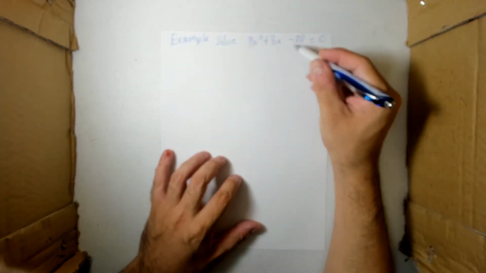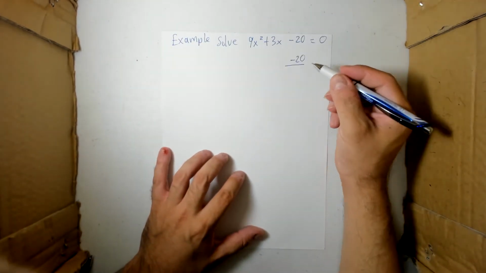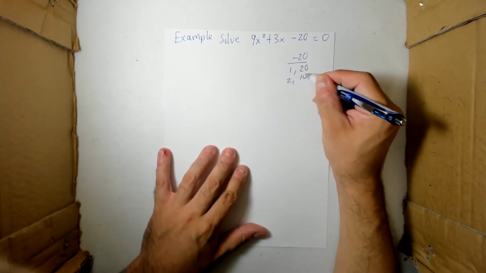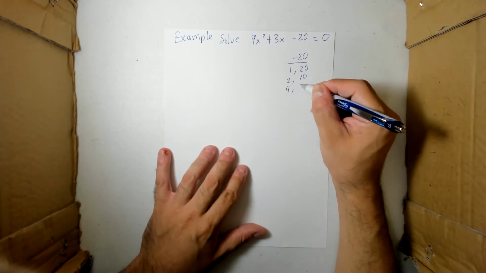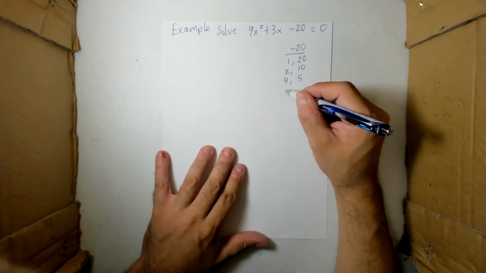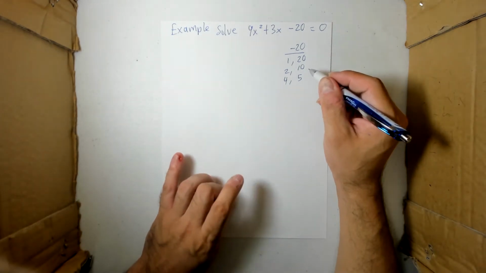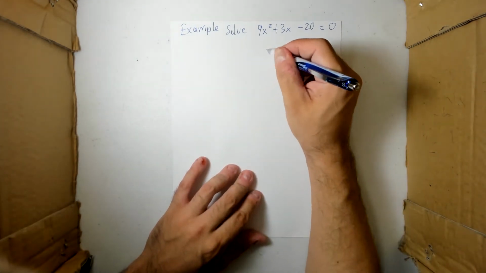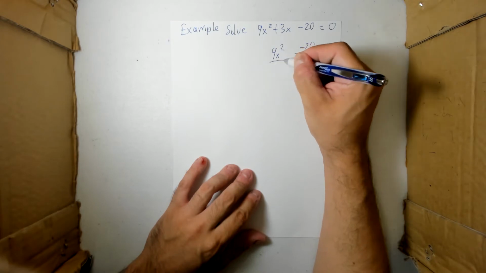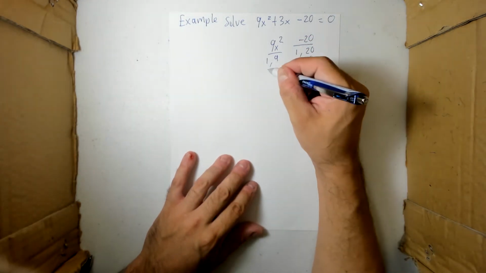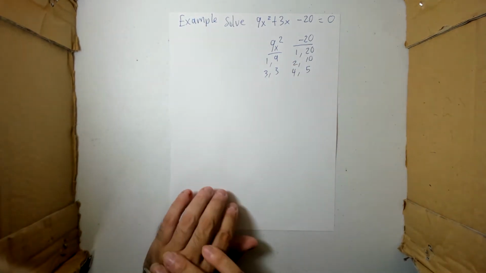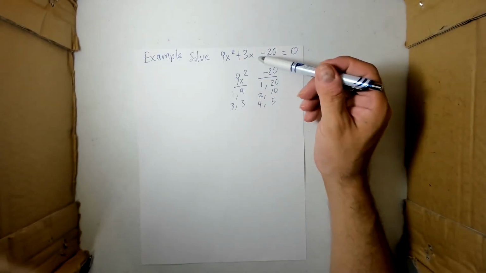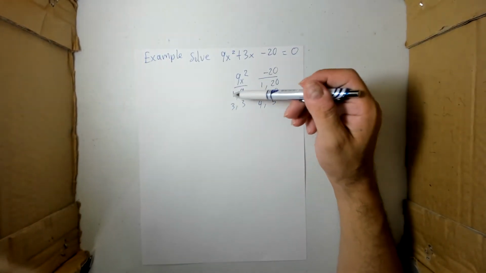So I know that to get a negative 20, I can either multiply 1 times 20, where one of them is positive and one negative. I can multiply 2 times 10. I can multiply 4 times 5. I think that's all the factors. And then here, I want to multiply to give me 9x squared. Now here, I could have 1 times 9, or I could have 3 times 3. And that's essentially it. But now, what I need to realize is that my middle term is going to be positive 3.